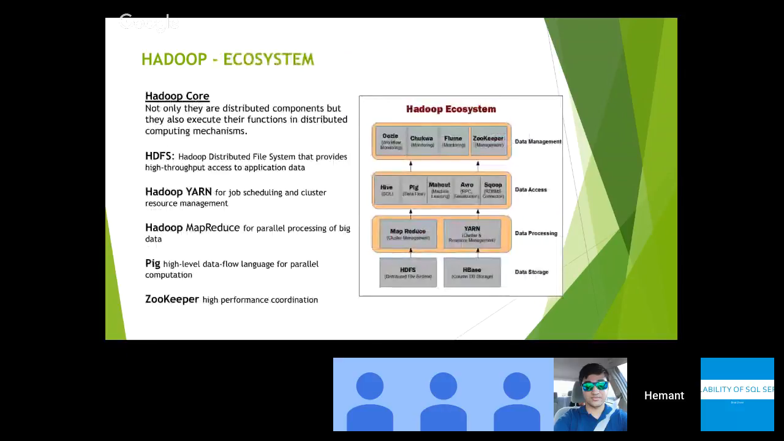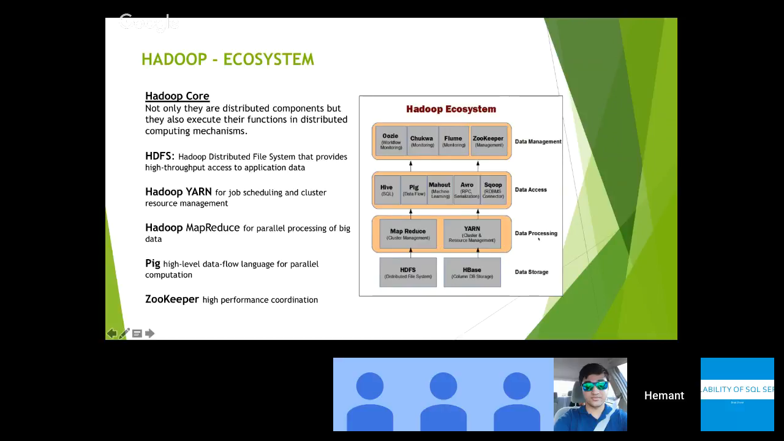Before coming to the framework, this is the Hadoop ecosystem. In Hadoop core, not only are there distributed components, but all these distributed components also execute their functions in a distributed computing mechanism. So they're not localized to one node. They span across the nodes to get their work done. Basically, the base of the Hadoop system, like we said, is data storage. We have HDFS and HBase. Both are used for storing the data.